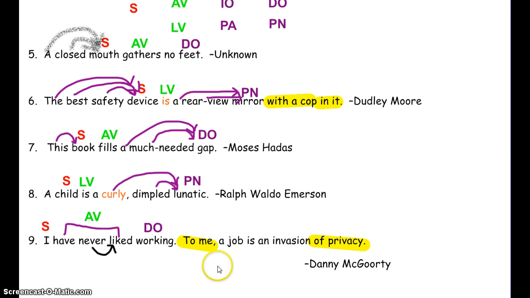And then our last sentence for right now: a job is an invasion of privacy. Subject is job. Looking for my verb, I see it right away. It's a linking verb, is. Now I know I need either a predicate adjective or a predicate noun. So I'm looking for a word that describes the job or that tells me what the job is. And my clue again right here is I've got an invasion. That's a noun. It's got an article in front of it. A job is an invasion.